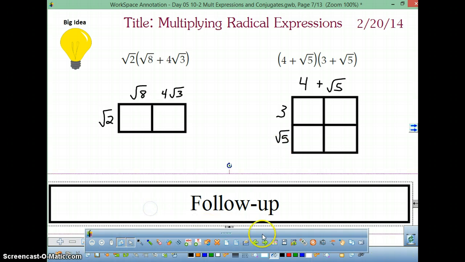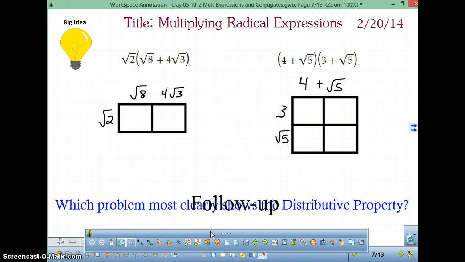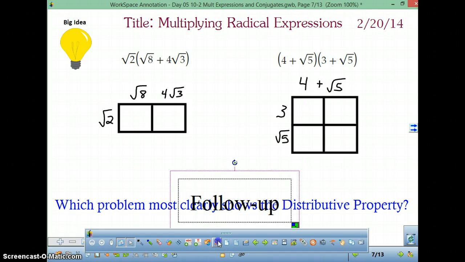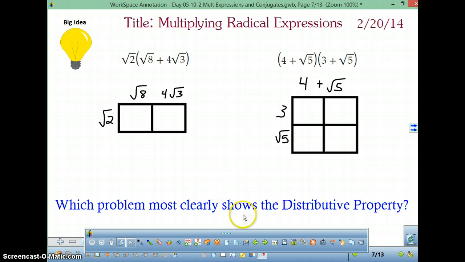Let me ask you a question. Which problem most clearly shows the distributive property? This one does. Can you see that what we're doing is we're just multiplying root 2 times root 8 and then root 2 times 4 root 3? Okay.